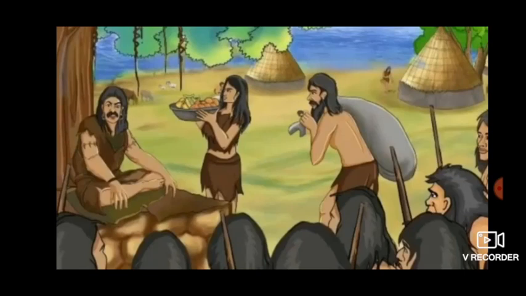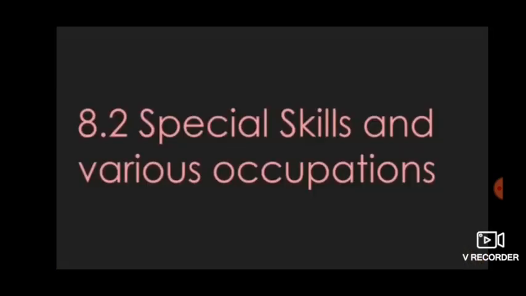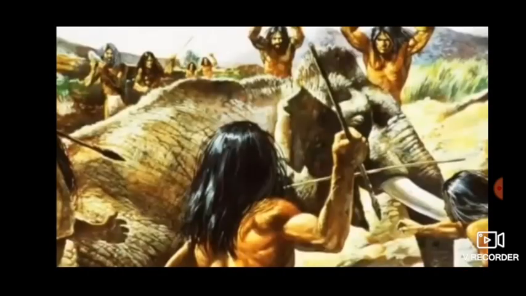So, this was about the beginning of domestication of animals and agriculture. Okay, now we'll move to the second point, that is special skills and various occupations. So, in the times before agriculture, people obtained food such as meat, fruits, and roots by hunting and gathering. So, before agriculture, you all know that people used to go for hunting.